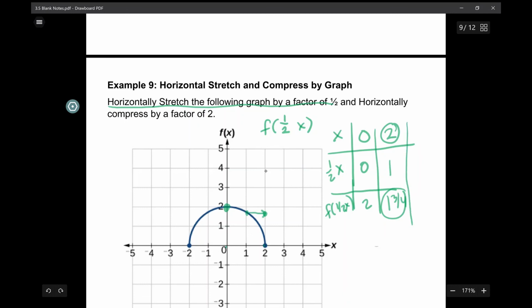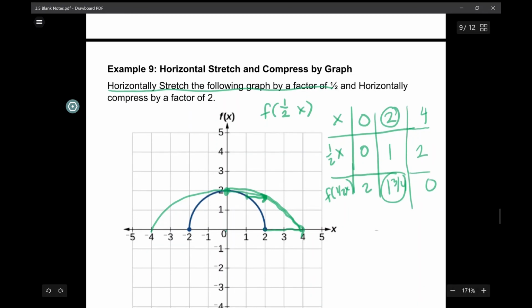Let's try one more value. Let's try 4. Half of 4 is 2. The original function value at 2 was equal to 0. So now f at 4 is equal to 0. So what happened at 2 is now happening at 4. So you can see we're stretching horizontally. And so if I connect these dots, I get a nice stretched ellipse out there. Well, that's not the best drawing ever, but you get the idea. And if I do the same thing on the other side by symmetry, it's going to look like that. So that's my stretching of the graph by a factor of 1/2.